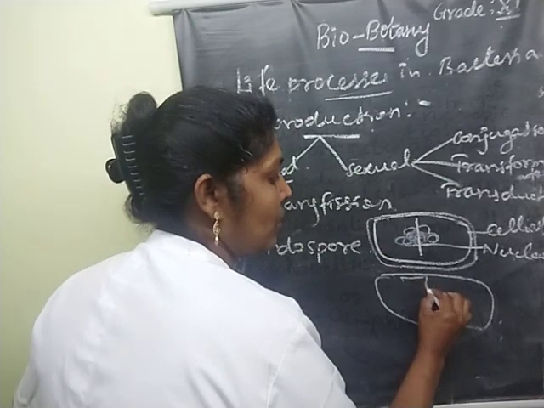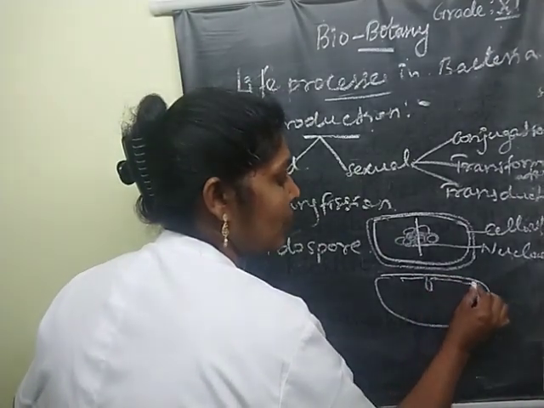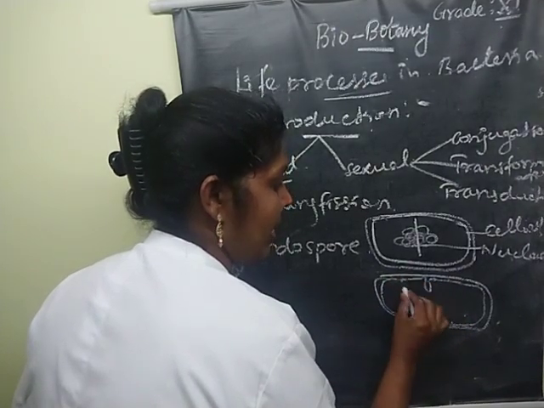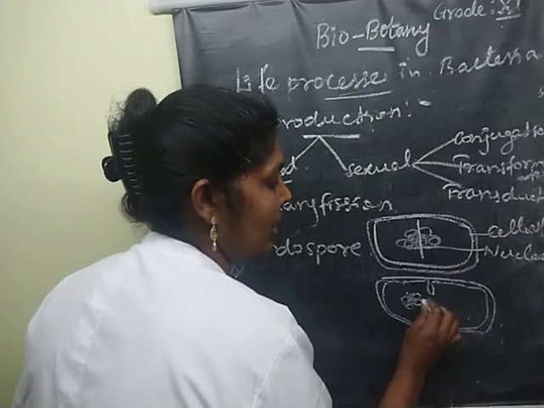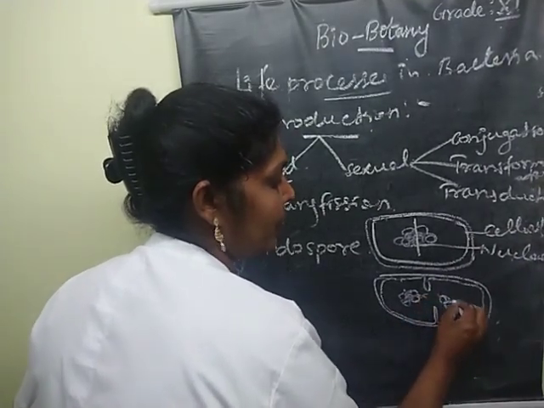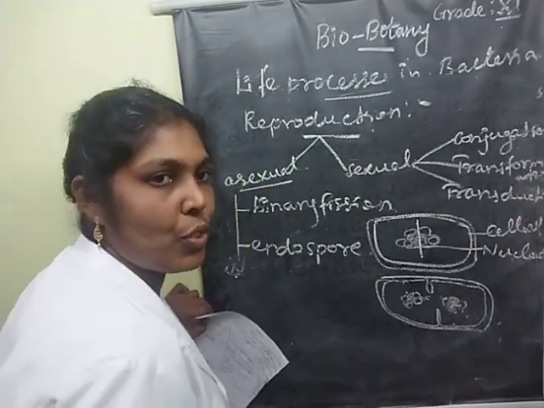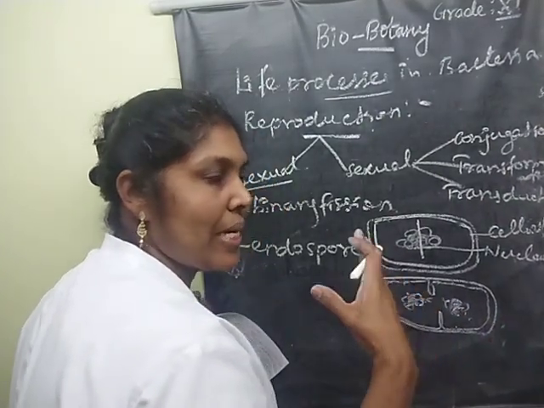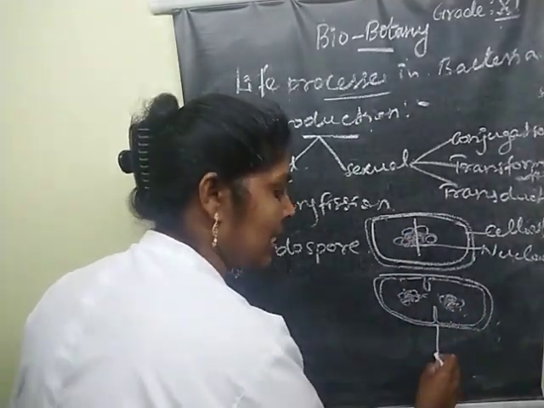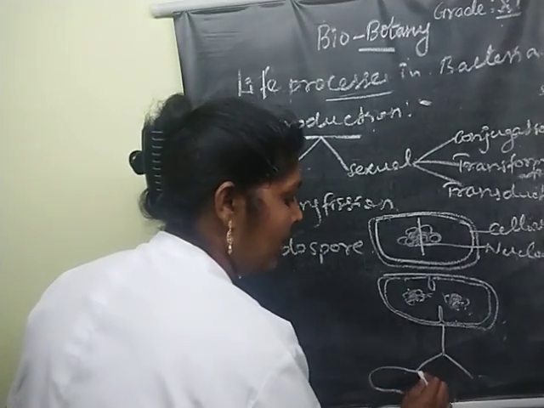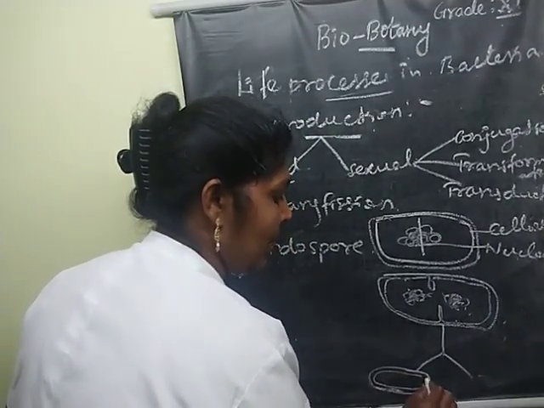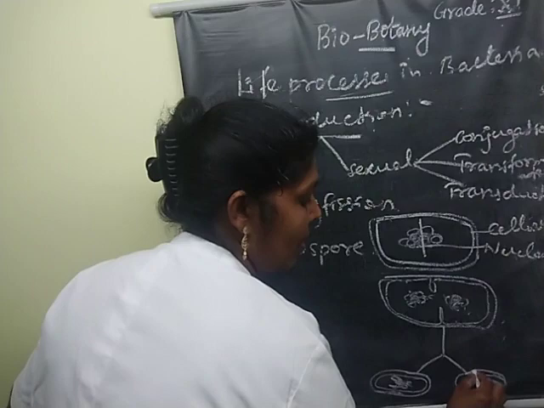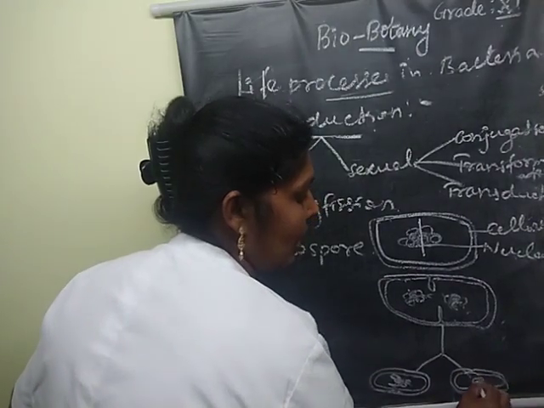So here a small constriction is forming in this area, and the nucleoid is divided into two. Understood, children? What will happen after that? The first step is that the nuclear material is divided into two. Finally, we will get two separate daughter bacterial cells. So this is the binary fission method of asexual reproduction.